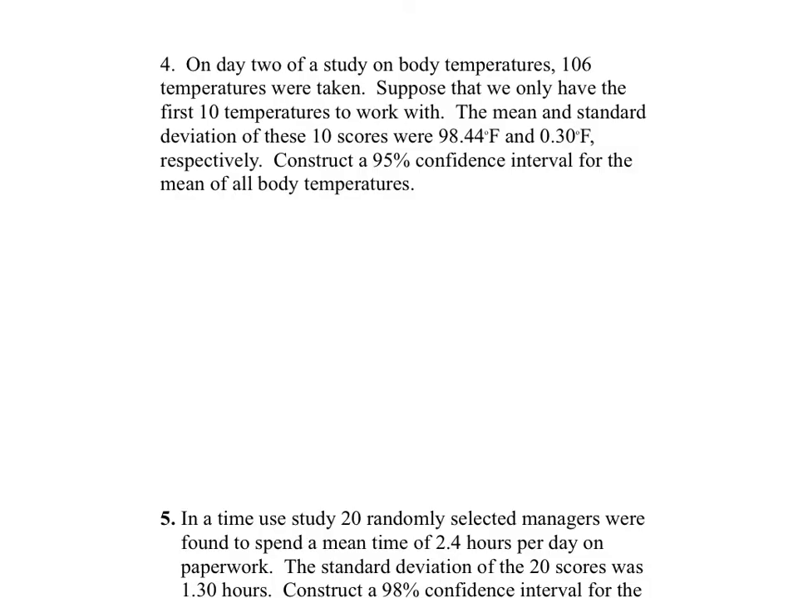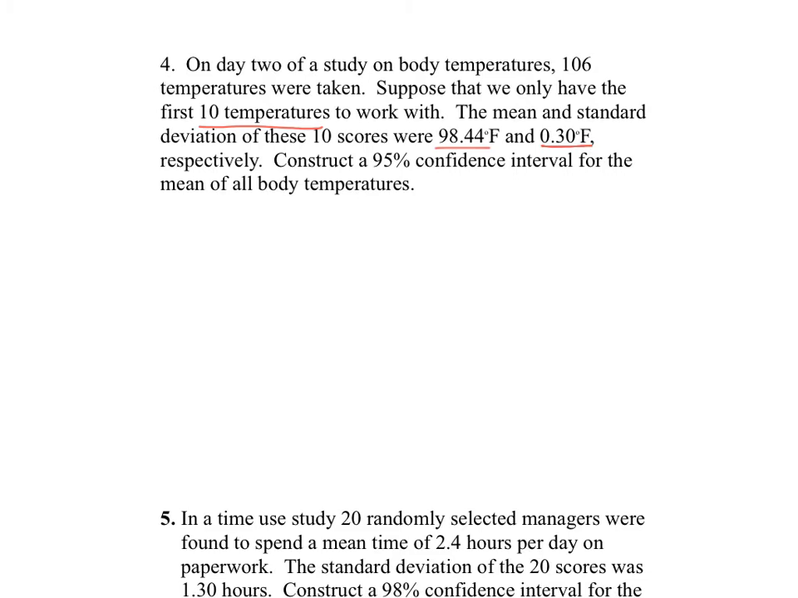Okay, number 4, we're doing a 2-day study on body temperature where 106 temperatures were taken. Suppose that we only have the first 10 temperatures, so n is 10. The mean and standard deviation of these specific 10 scores is 98.44 and 0.3 degrees for the sample standard deviation. We want to construct a 95% confidence interval.